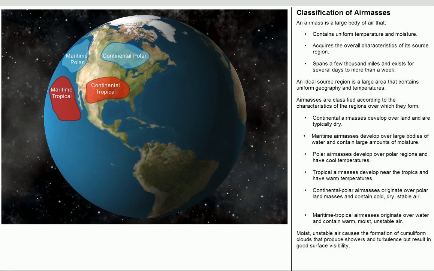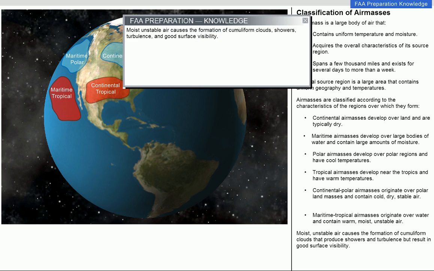Moist, unstable air causes the formation of cumuliform clouds that produce showers and turbulence but result in good surface visibility. Air masses can originate in other areas, such as maritime polar areas and continental tropical areas, but they are always identified by their source region's characteristics.